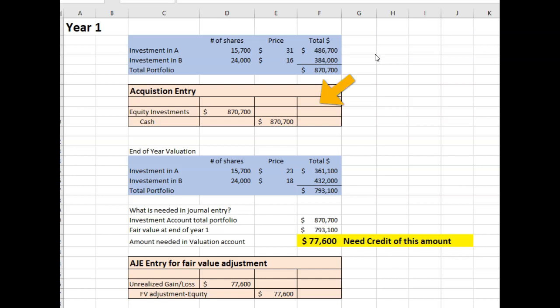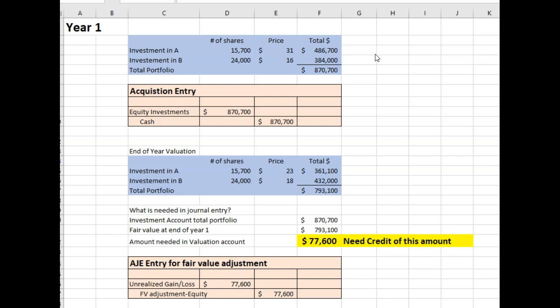Now, using the equity method, equity investments with no significant influence, we need to show fair value on the investment on the balance sheet. So we're going to need to do an adjusting journal entry to make this happen.